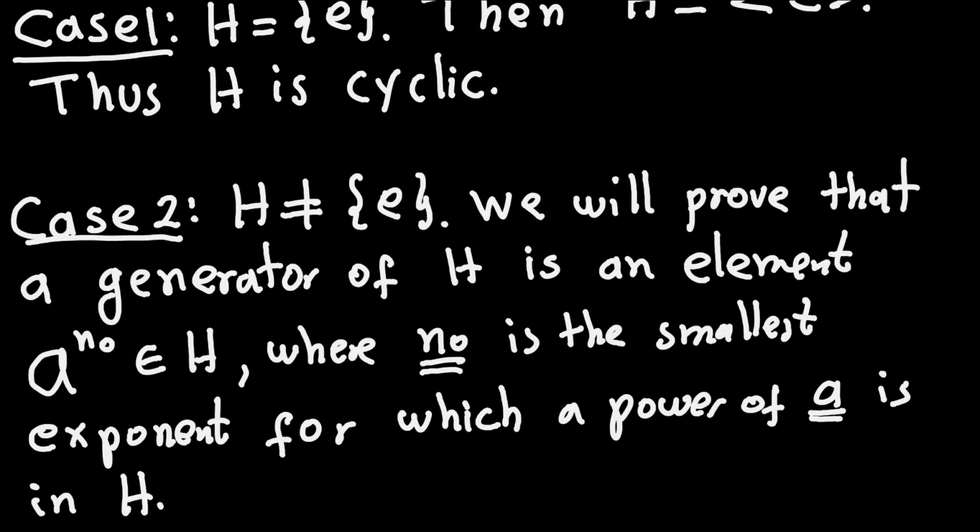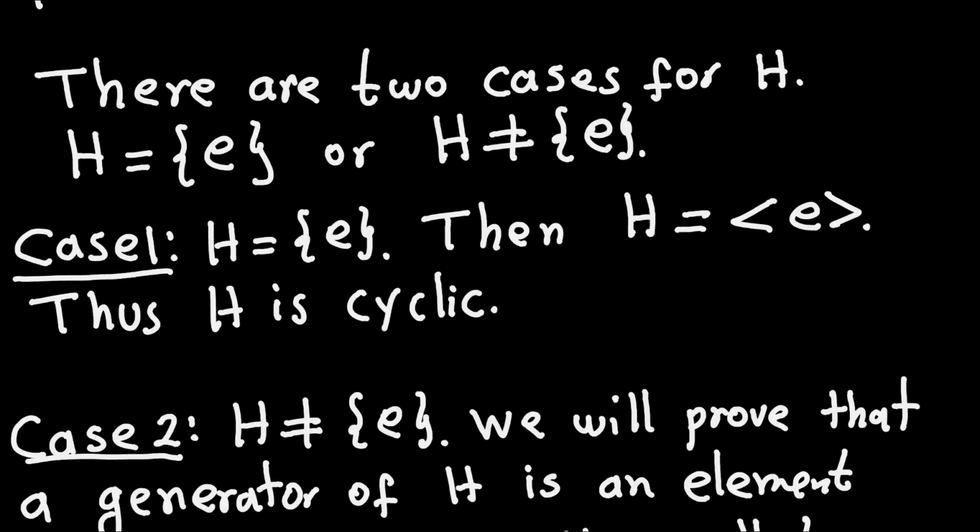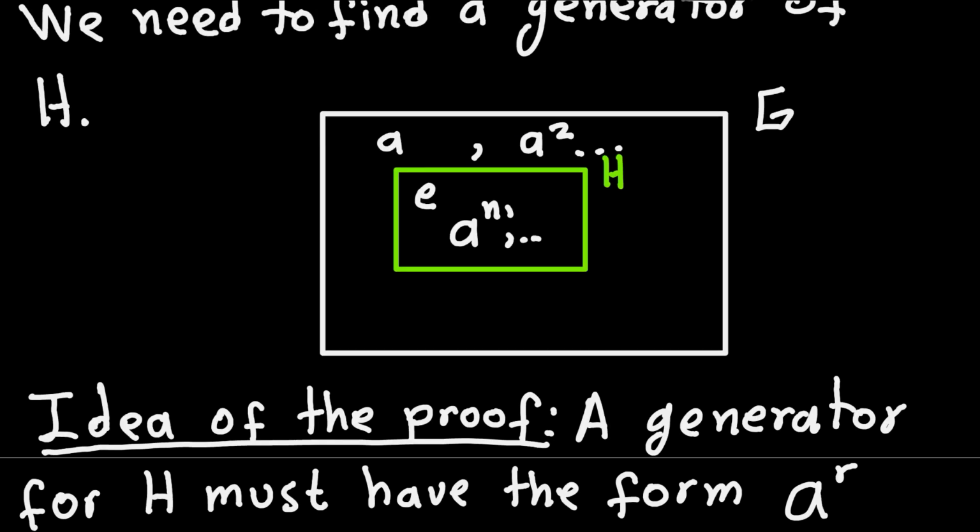So I will give you an idea on how the proof is gonna go. We will prove that a generator of H is an element of this form. It has to be a power of A, so it's A to the n0, which of course has to be in H, when n0 is the smallest exponent for which a power of A is in H. So let me explain that with this picture here.